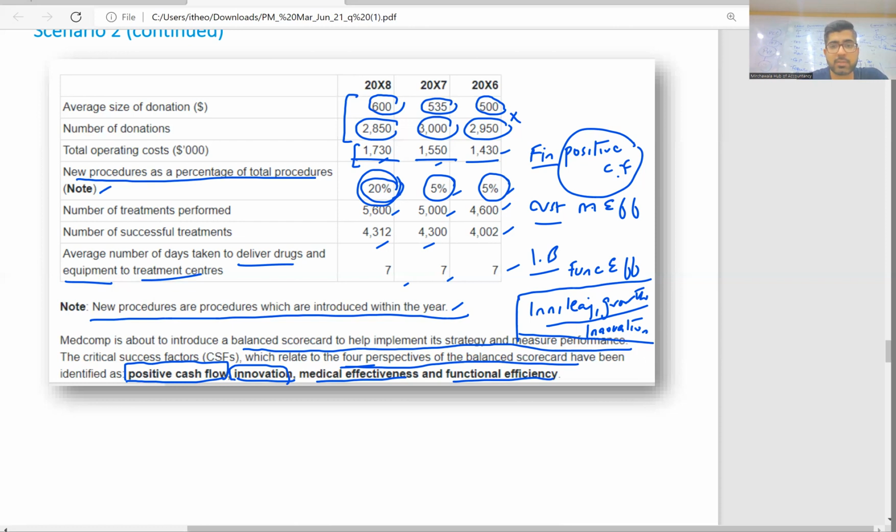So the positive cash flow was 45,000. In 2007, average size of donation was 535 multiplied by 3,000 donations, 1,605,000, and then 1,550,000 cost, the positive cash flow was 55,000. Whereas in 2008, 600 average size of donation into 2,850 donations, minus 1,730,000. So it was 20,000 negative.